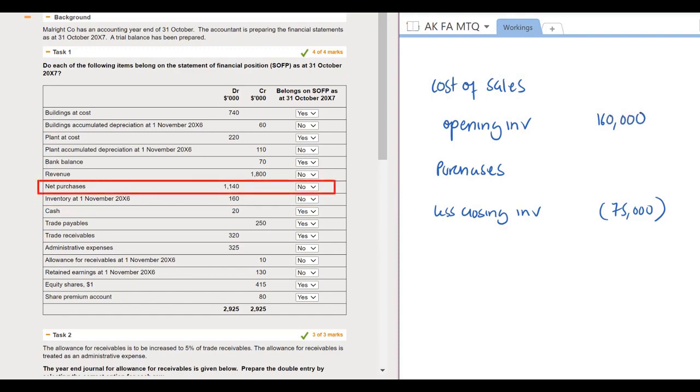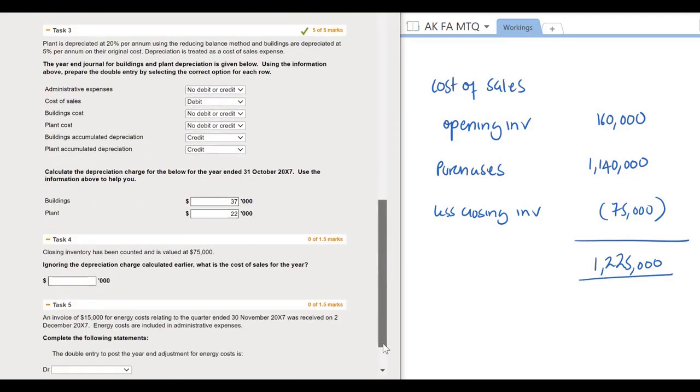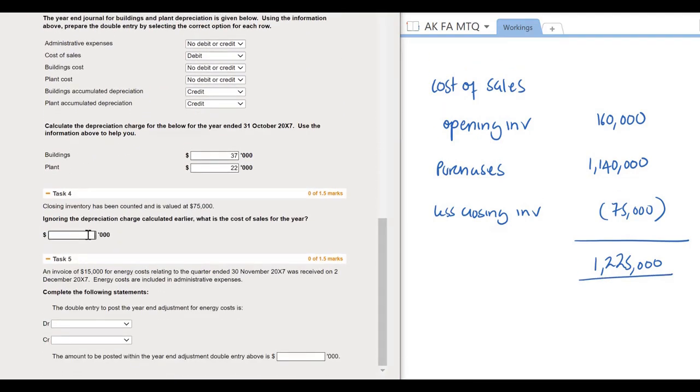And we can see that our purchases amount to 1,140,000. So now if we cast down to get our cost of sales, we've got 1,225,000. So we can go into our task and type in our answer. So here we're going to simply type the 1225 as the 1,000 has already been populated.